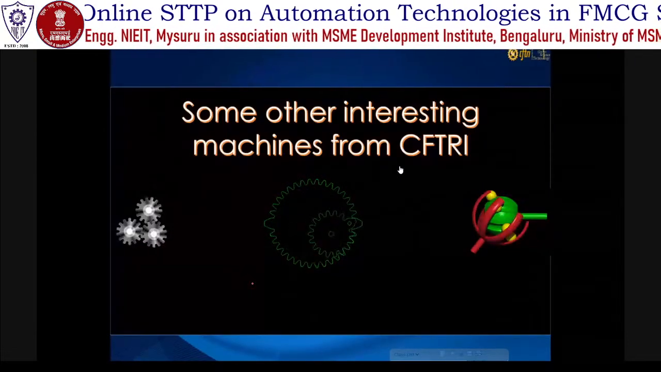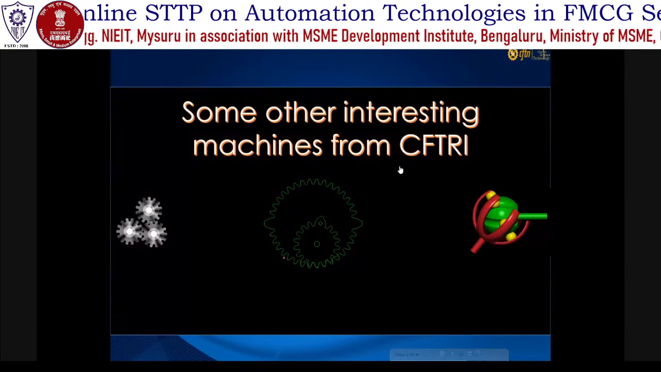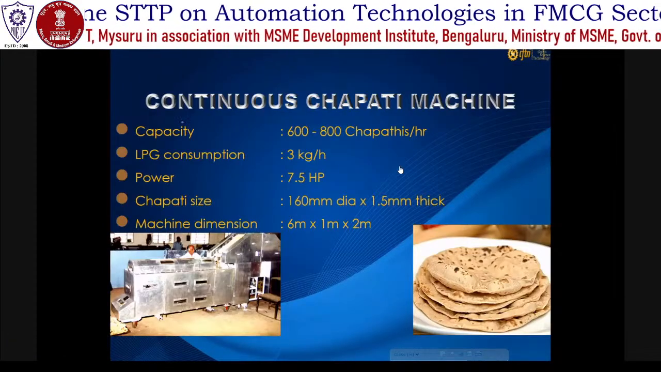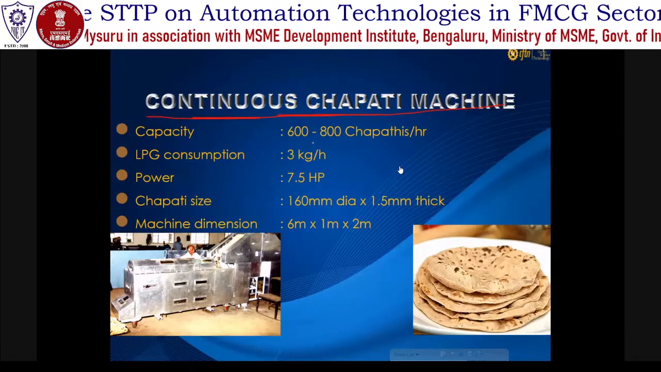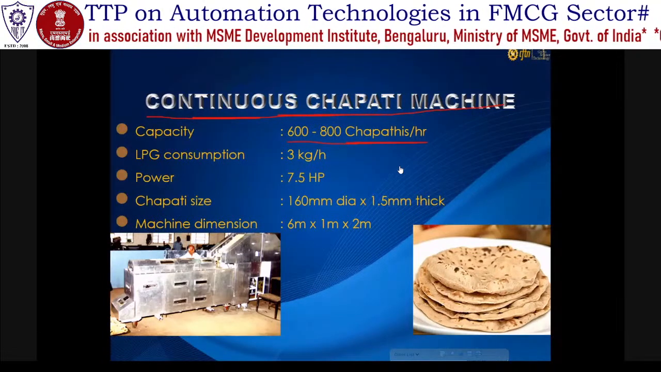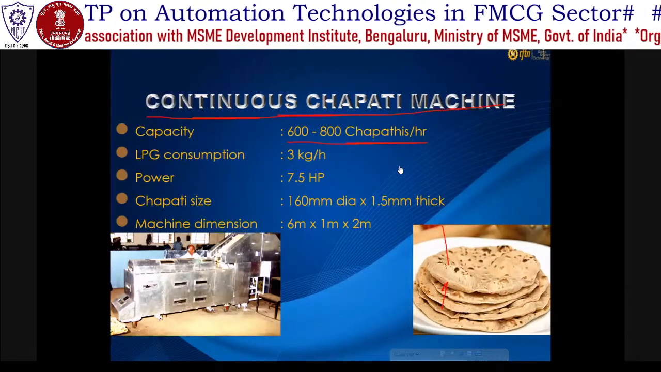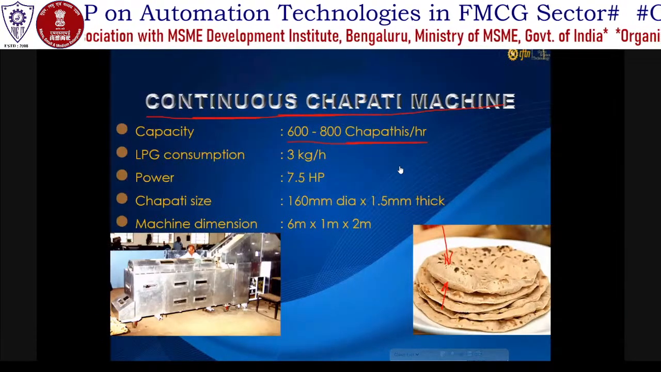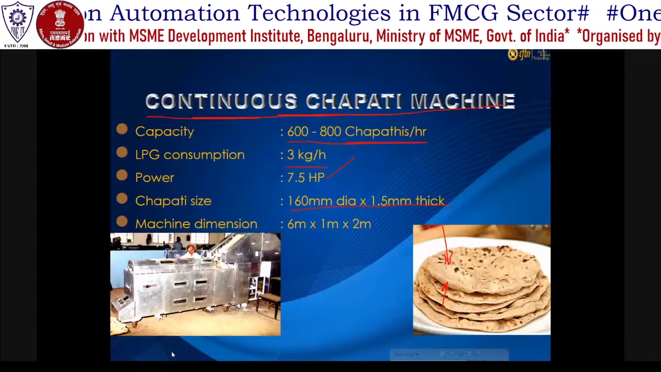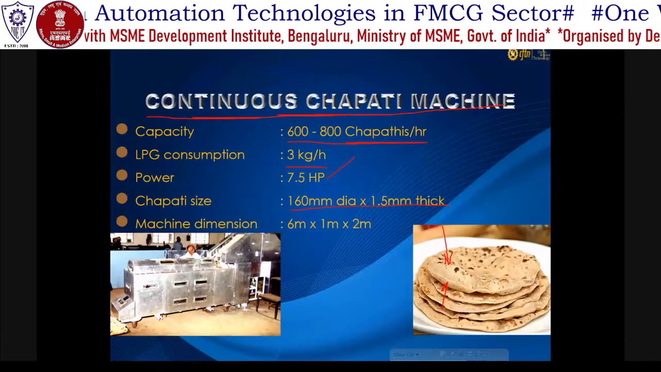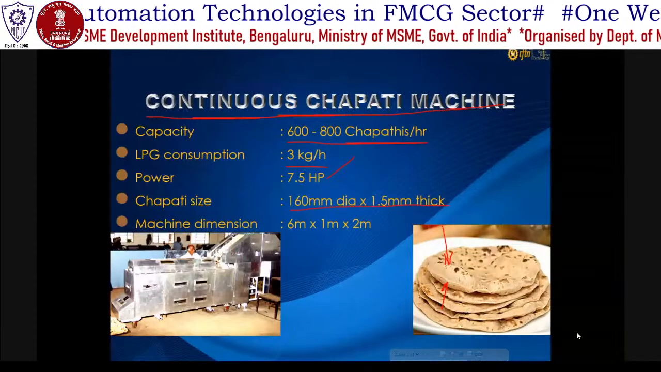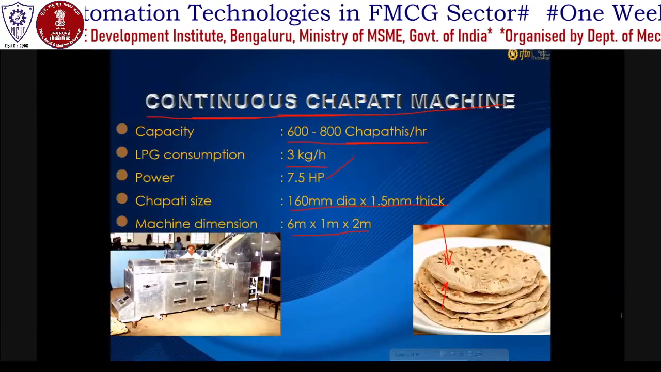Okay, I almost come to the end of my slide presentation. There are some more interesting machines that I would like to share with you that we have done here at our institute. We have a continuous chapati machine which gives you 600 to 800 chapatis per hour untouched by human hand. And it is cooked on both the sides, this side and this side. Right? So the LPG is 3 kg per hour, only 7.5 HP. Chapati size is also fixed. So you extrude the wheat dough. When it comes out, there is a die which cuts it into the circular shape, and the excess material is recirculated. Right? 6 by 1 by 2 is the dimension of the chapati machine.